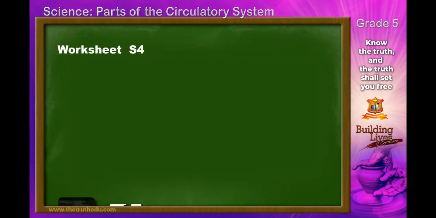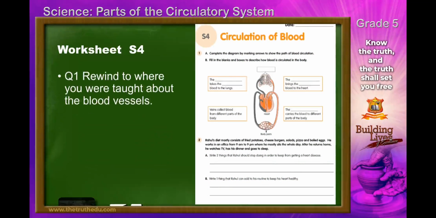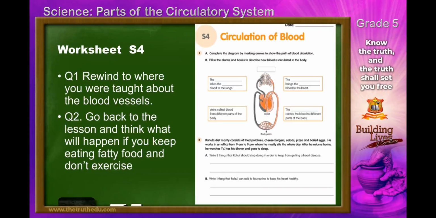Now we'll look at the worksheet you have to do today. The first one, you have to go back to where you have been taught about the blood vessels and listen to the video again to finish this. And the second question, you have to remember what happens when you eat a lot of fatty food and do not exercise, and then come up with a few points which will help you to be fit and have a healthy circulatory system.